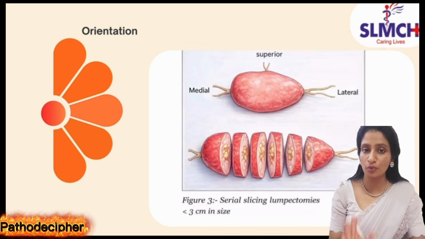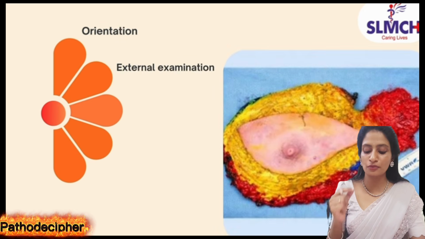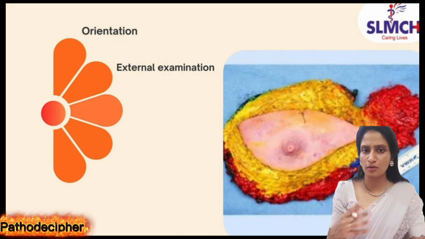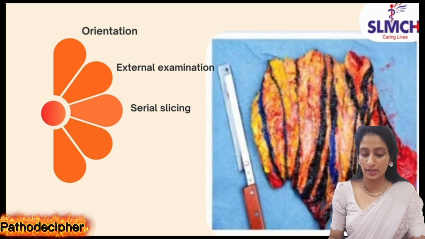That is why the orientation should always be confirmed with the surgeons. Always the short is superior and the long is lateral. So you have to mark the orientation of the organ; it is very important in the grossing. And the next is external examination. So you have to look for the nipple-areolar complex. Is there any abnormality, is there a tumor or ulceration? All these things should be noted as a pathologist in the external examination.